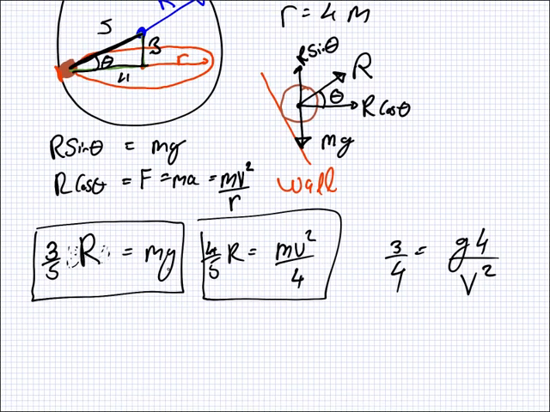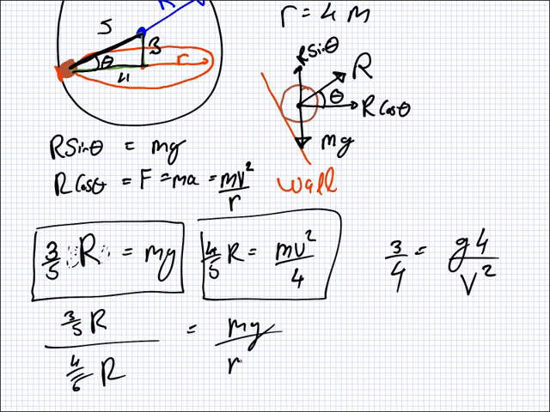Now, if you can't quite see that, you can just write it out. It's 3/5 R over 4/5 R equals mg over mv squared over 4. You get this. Yeah? And then a bit of a rearrangement. So you get v squared equals 3 times g, no, sorry, 16g over 3. And we're finished. What's the v? Square root of that.